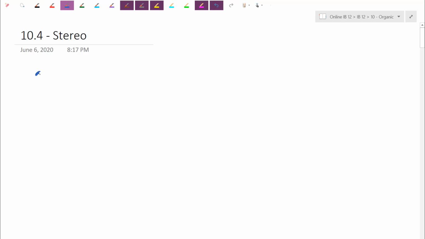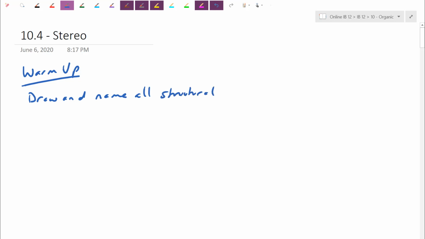So just for practice, what I'm asking is I want you to draw and name all the structural isomers. So all the different ways things can be bonded. I'm going to do a fairly small molecule. As you get longer, you're going to get way more isomers here. So we're going to say C3H6O.